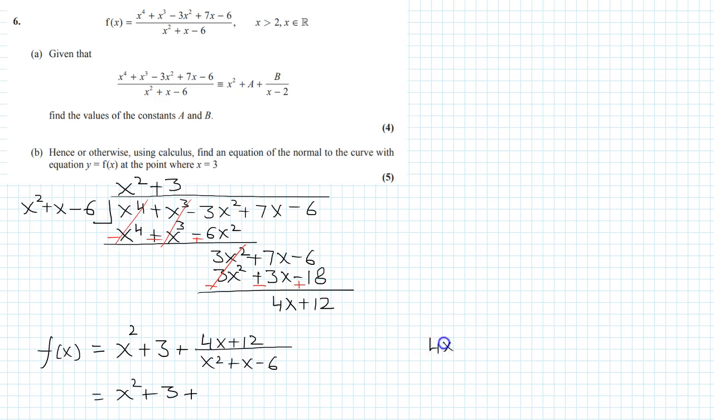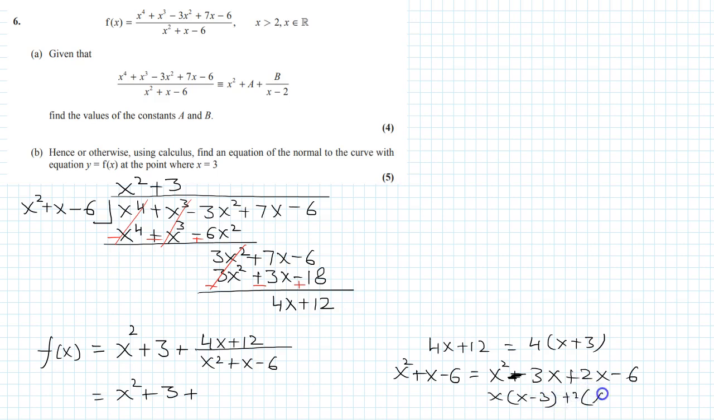now 4x plus 12 can be written as 4 common, x plus 3, and x squared plus x minus 6 is equal to, its factor, x squared minus 6, so x squared minus 3x plus 2x minus 6, x common, x minus 3 plus 2 common, x minus 3.